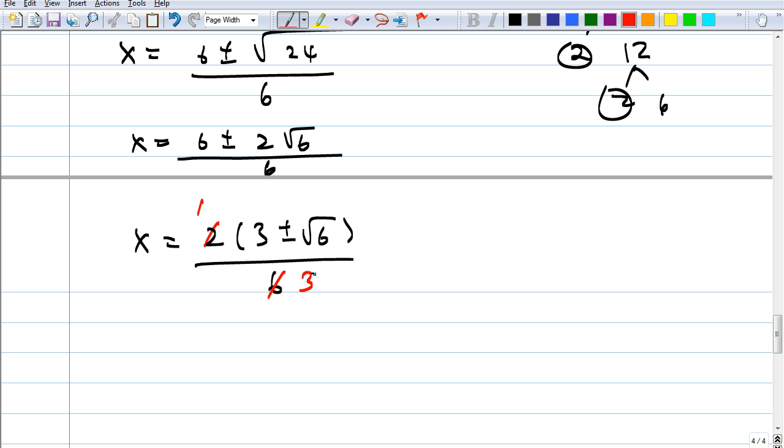So you may not have seen this before, but this is what you do. If you see a common factor on the numerator that cancels out with the denominator, you could factor it out and then simplify. Okay, this is how you do that.